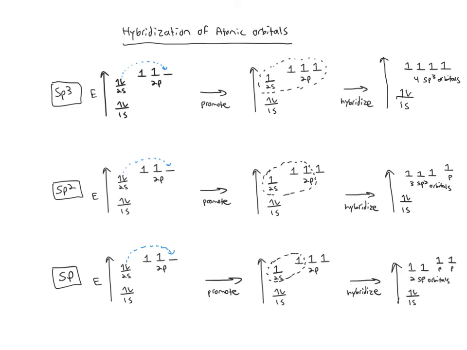It's important to know what we're getting out of this. So with sp3, all 4 of those orbitals that are left over are going to be sp3 orbitals. For sp2, you're going to have 3 sp2 orbitals plus a leftover p orbital. For sp, you're going to have 2 sp orbitals plus 2 leftover p orbitals.